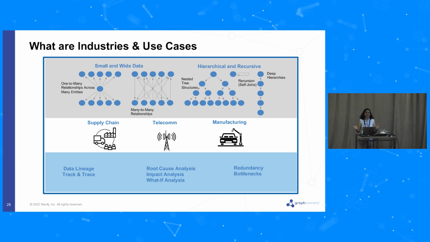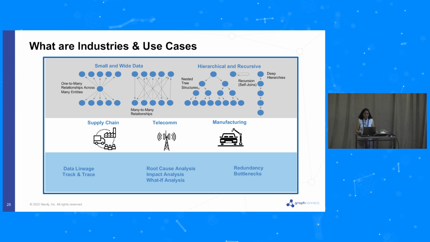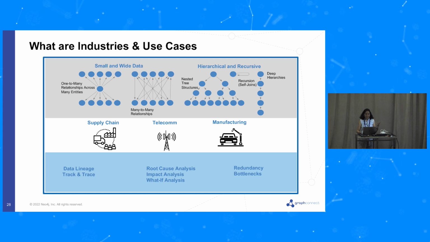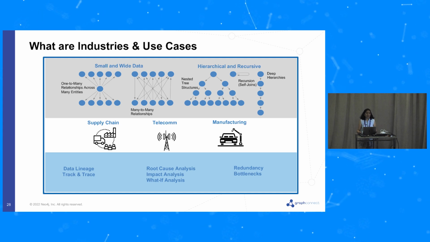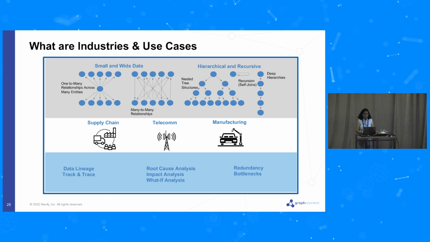Okay, so it's across all industries, except that you see more of it in the 3 industries that I've shown here. What are some of the use cases? Typically, you have root cause analysis, impact analysis, what if analysis. If you're trying to identify bottlenecks or redundancies, those are also good examples of dependency knowledge graph use cases, as are track and trace and data lineage.